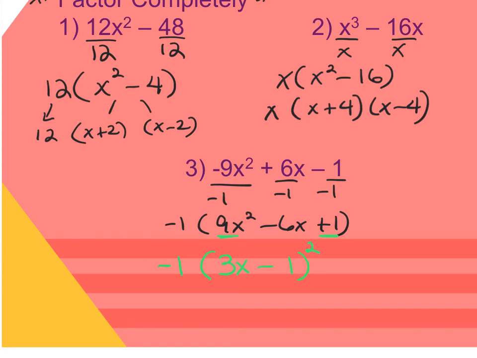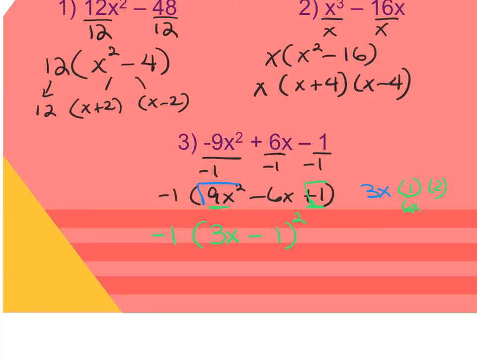Remember, we did the test. We square rooted the 9 and got 3x. We square rooted the 1, we got 1, and then we doubled it. If that gave us the middle, then we knew the answer was a binomial squared.